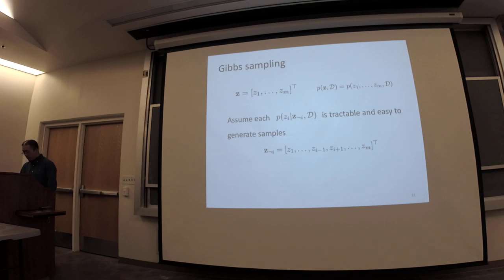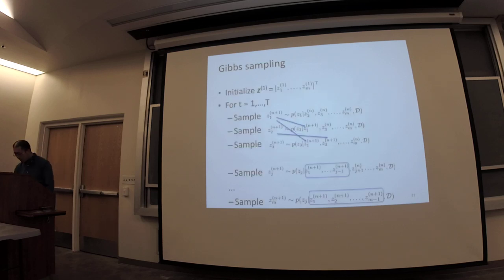So what is Gibbs sampling? Suppose in our probabilistic model, the latent random variables are denoted by Z, which has m components, Z1 to Zm, and my joint probability is a joint distribution of Z and the observed data D. To apply Gibbs sampling, you have to assume that each component Zi, given the remaining components Z_{-i}, namely all the other components excluding Zi, and the data D, is tractable, meaning it has an analytical form and is easy to generate samples from. That's the pre-assumption about Gibbs sampling.